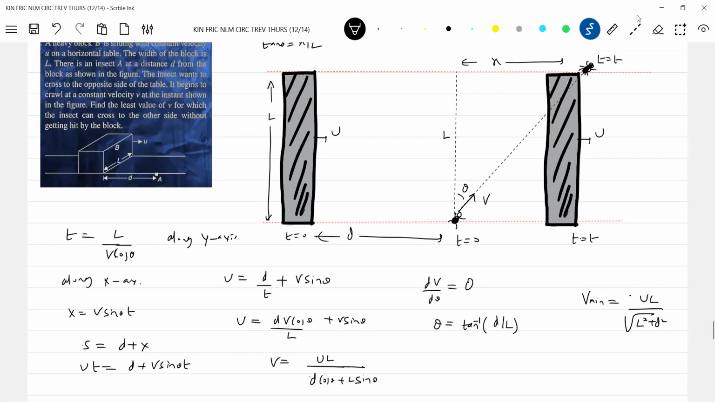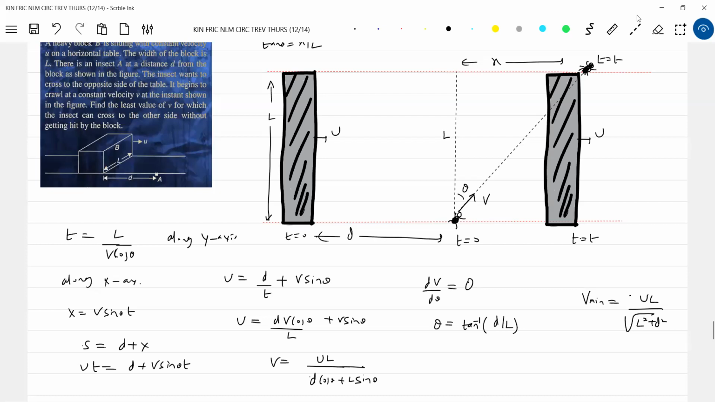Yes, only this much. So the ant has to move at this particular angle, and if it moves with this speed, then it can successfully avoid being crushed by the block. It's the same as the person walking. For minimum speed, it has to be like this. With maximum speed, you can take a risk and go like this.